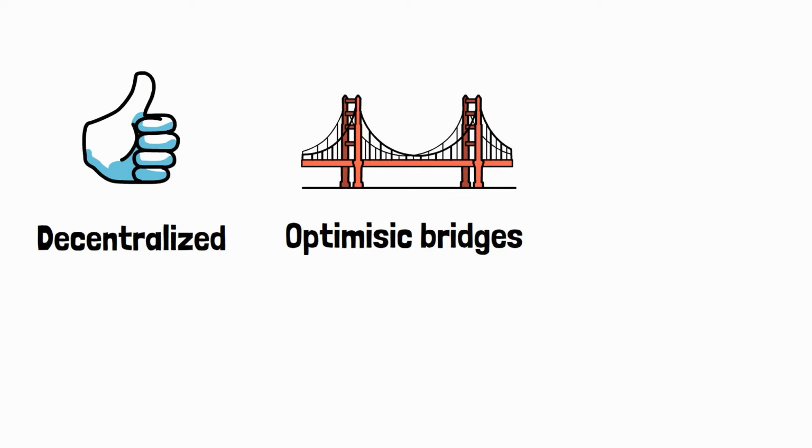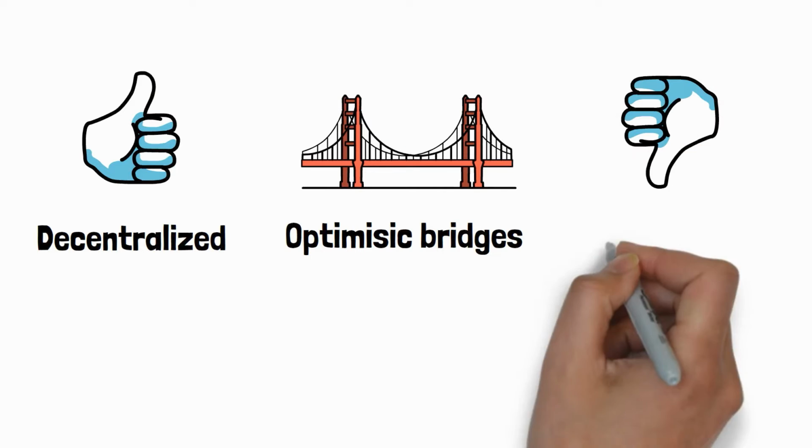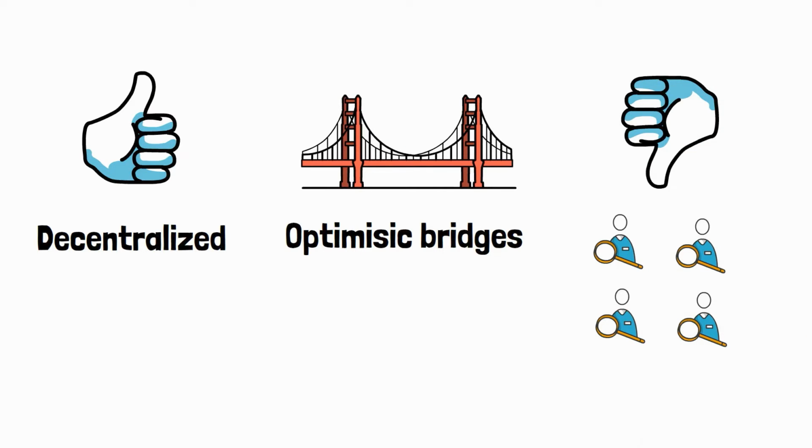The main benefit of optimistic bridges is that we don't need to rely on a centralized third party, unlike for notary bridges. The main drawback is that we need to have an army of people that monitors the bridge and flag fraudulent transactions. If they don't do their job, it's possible for someone to create fraudulent transfers.